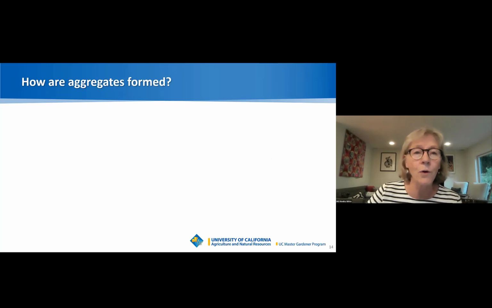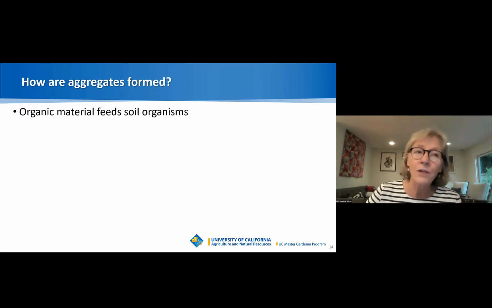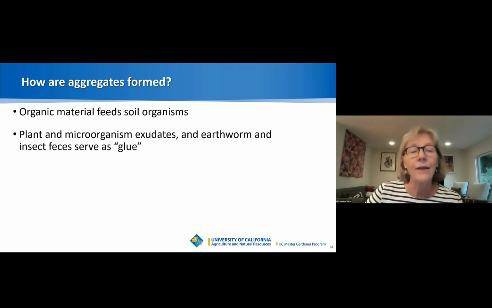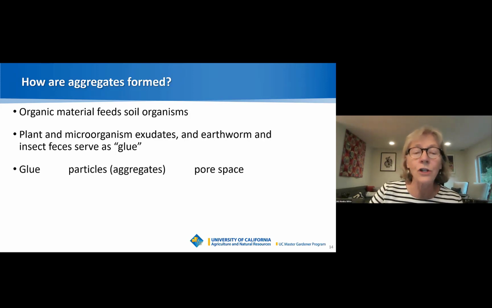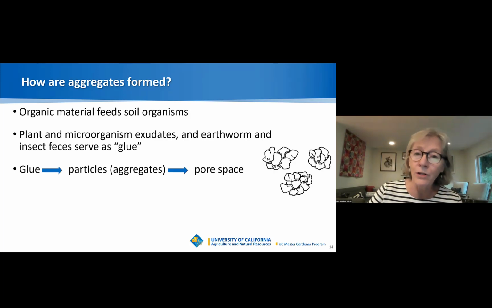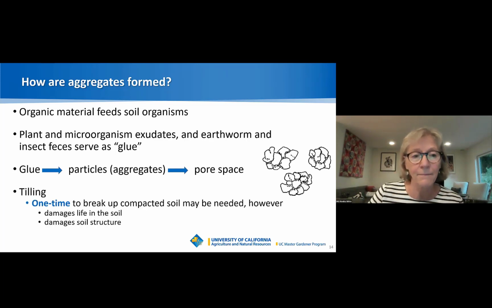And how are they formed? Well, the organic material that's in the soil feeds the organisms that are living in the soil. The plant and microorganism exudates, along with earthworm and insect feces, are sticky. And those exudates serve as glue to stick the particles together. And the fact that those particles stick together forms the pore space.